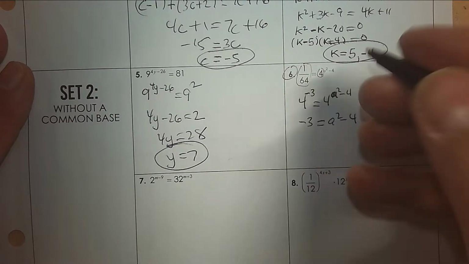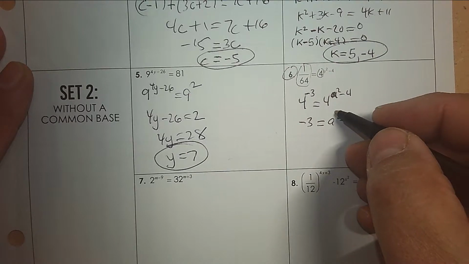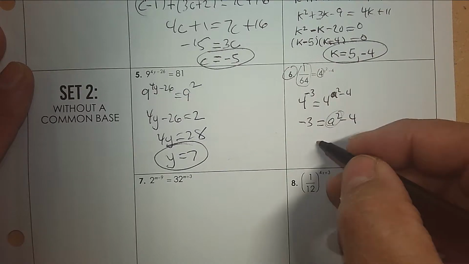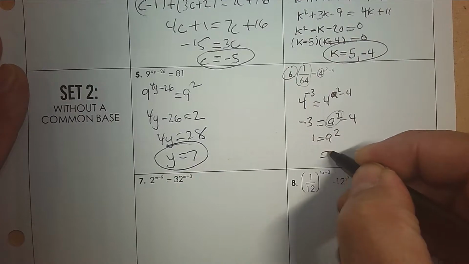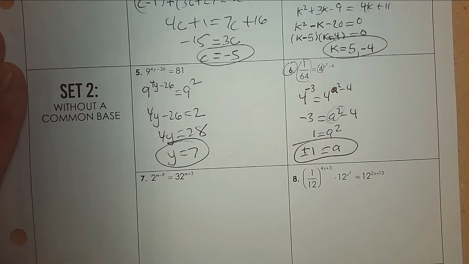How do I solve this? I don't need to make this equal to 0 because I only have a quadratic term. So add 4 and a squared equals 1. When you take the square root, be careful, the answer could be positive or negative 1.